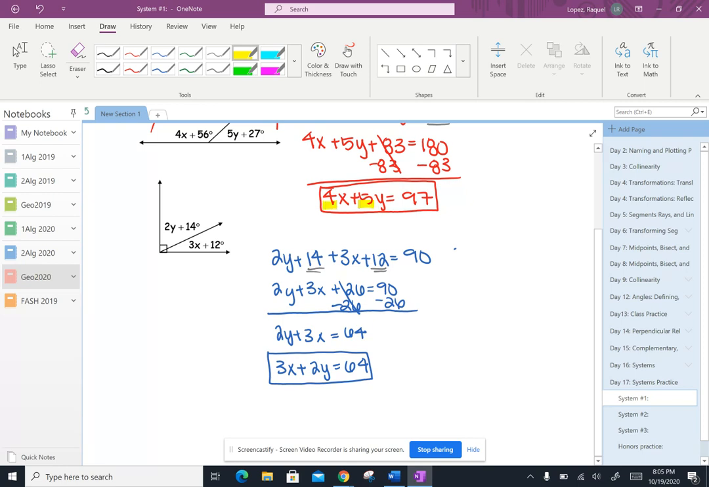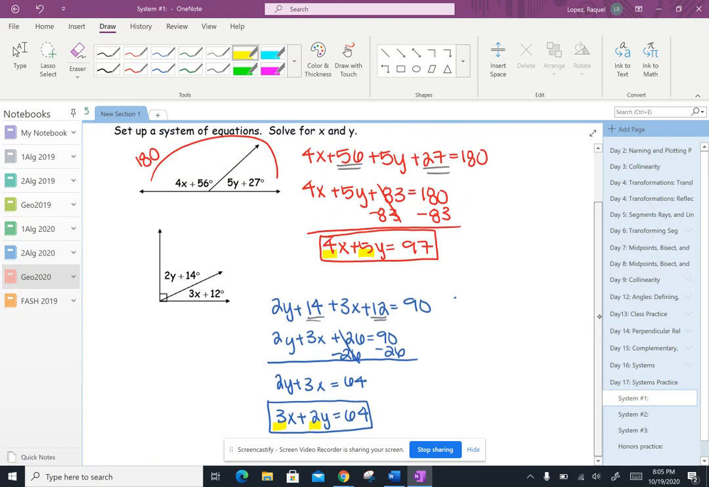I've got a 4 here, a 5 here, a 3 here, and a 2 here. So that means that I'm going to probably want to solve this system using elimination. To start solving by elimination, if you guys remember, we want to stack our variables. We want to stack our equations.